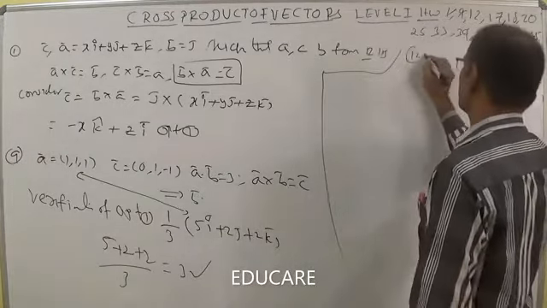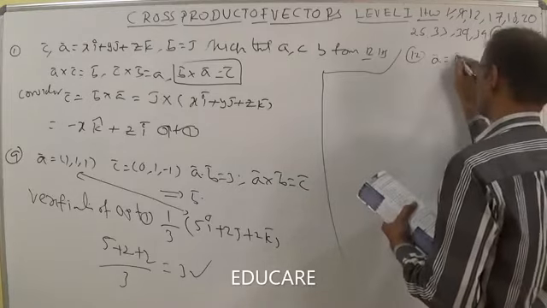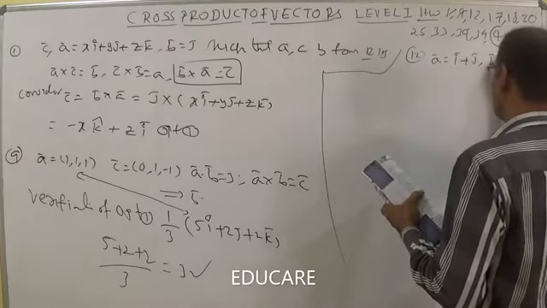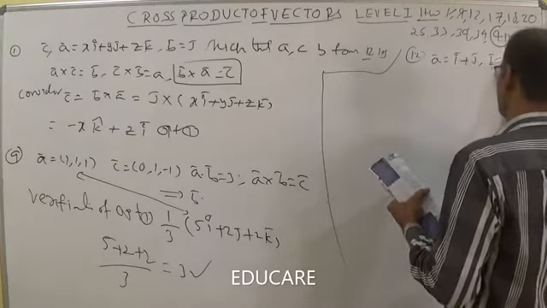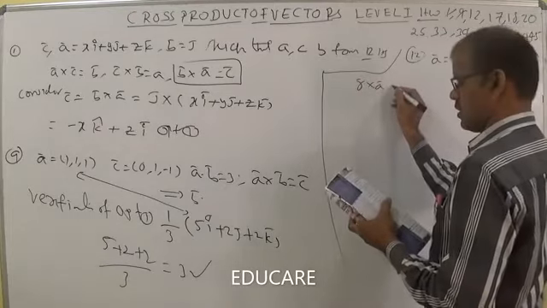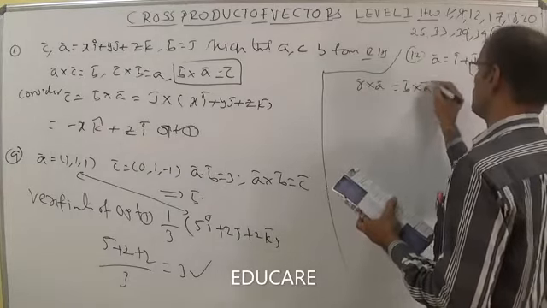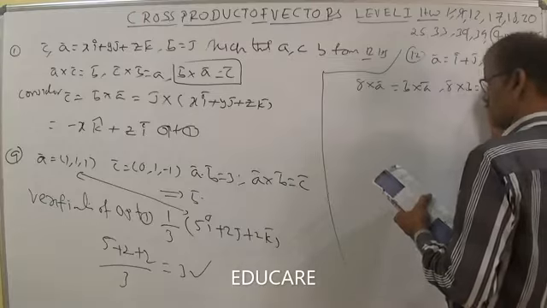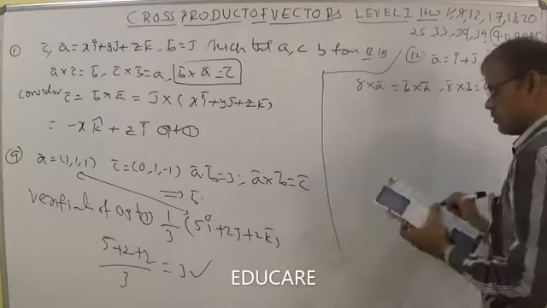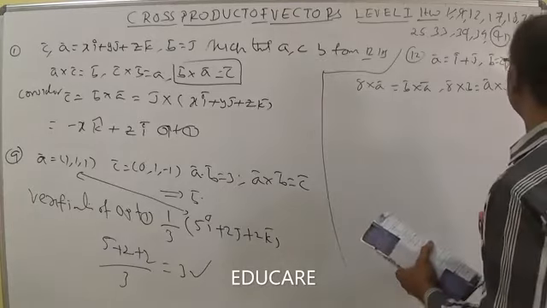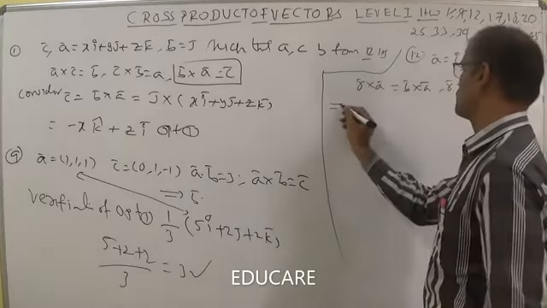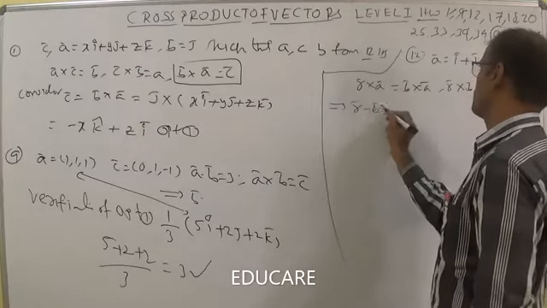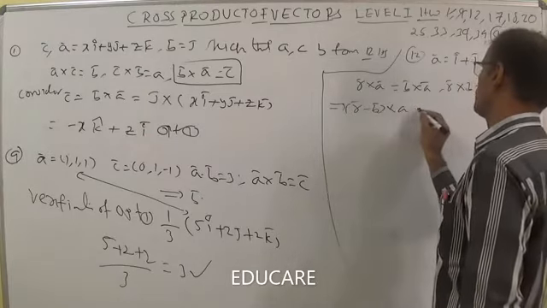Now the 12th one. A bar is equal to I plus J, and B bar is equal to 2I minus K. R bar cross A bar is equal to B bar cross A bar, and R bar cross B bar is equal to A bar cross B bar. So what is the value? Take R cross A to this side: R bar minus B bar cross A bar equals 0.